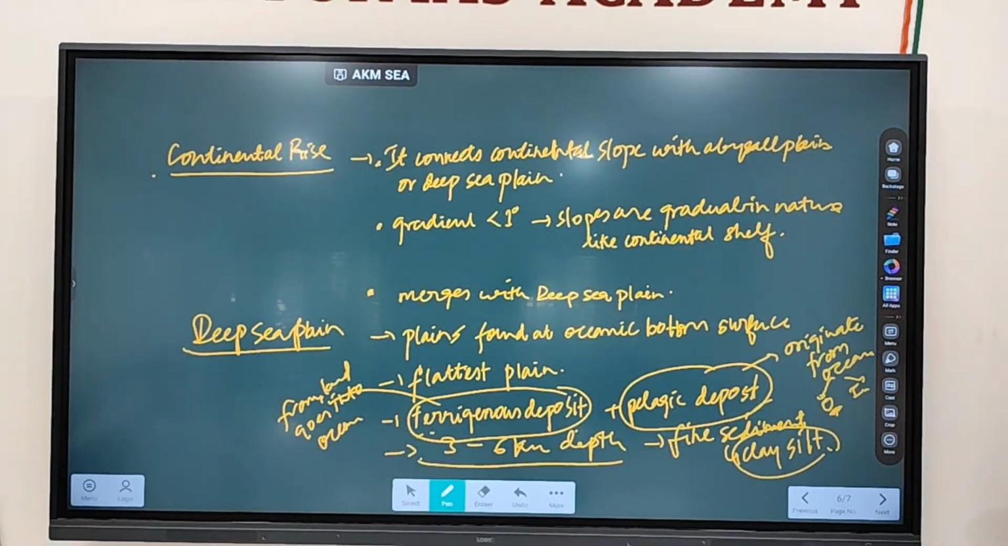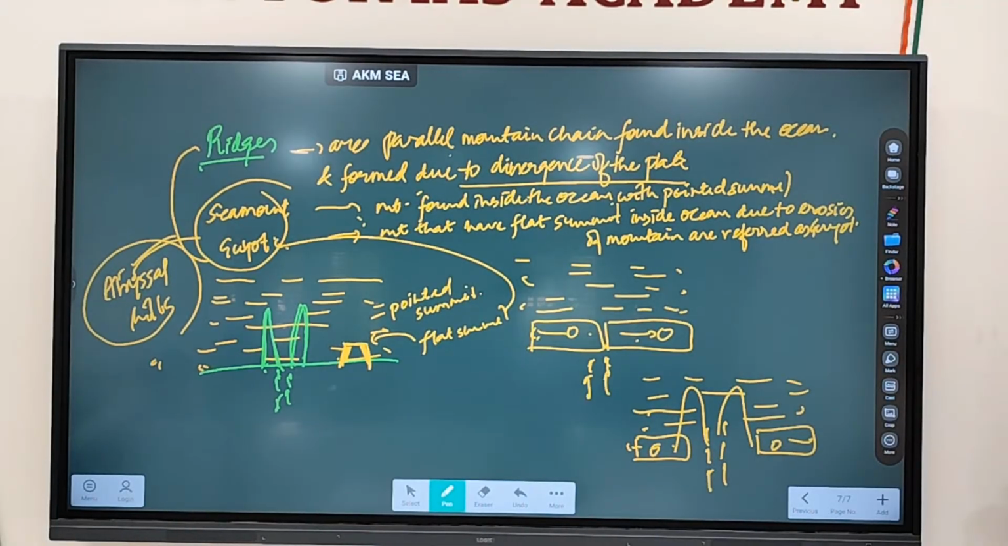Seamount is formed due to volcanic eruption. But when erosion happens, then what will happen? Guyot starts.